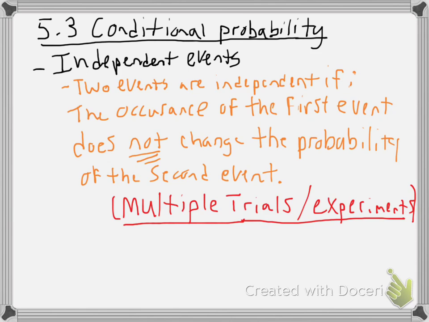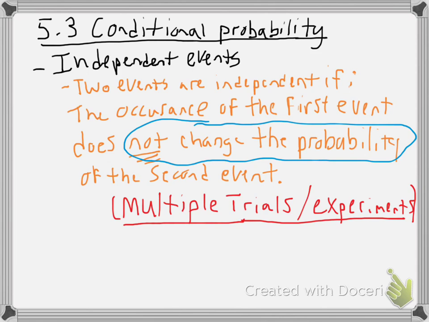So, two events, the definition of independent events here is in orange. Two or more events are independent, but at this place we'll talk about two events are independent if the occurrence of the first event does not change the probability of the second event. So we're assuming that one event happens first and then it does not change the probability of the second event.